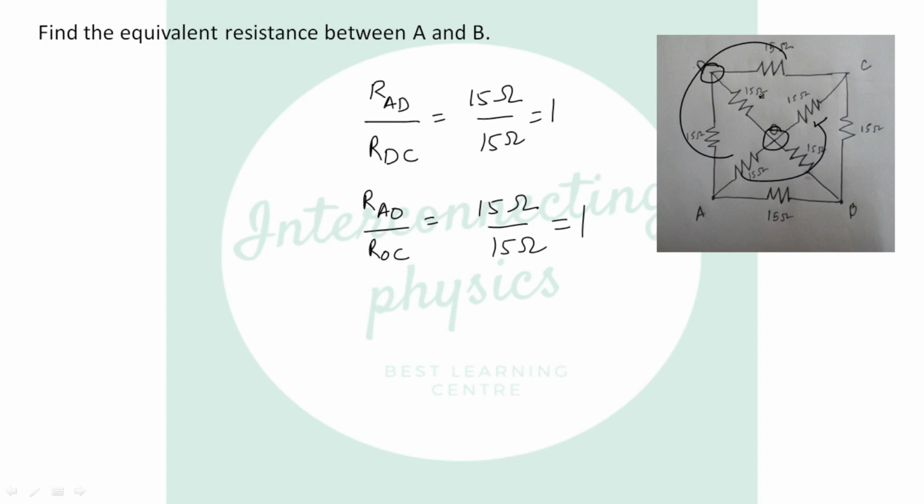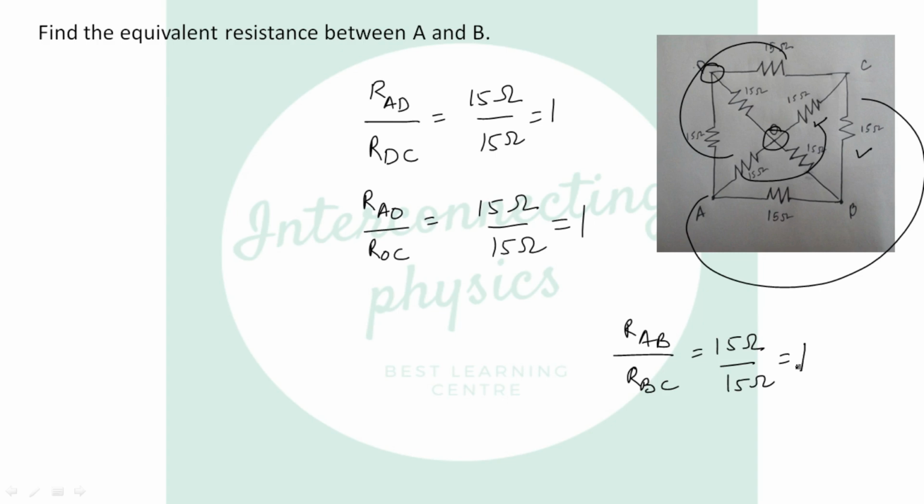So that means this 15 ohm resistor can be removed because no current is flowing through this resistor, and this is a false connection. Okay. Now let us understand this. RAB divided by RBC, which is 15 ohm divided by 15 ohm. Answer is 1. Now RAO divided by ROC, which is also 15 ohm divided by 15 ohm, and answer is 1. That means potential at O is equal to potential at B. So no current will be flowing through this resistor, and this resistor can also be removed.